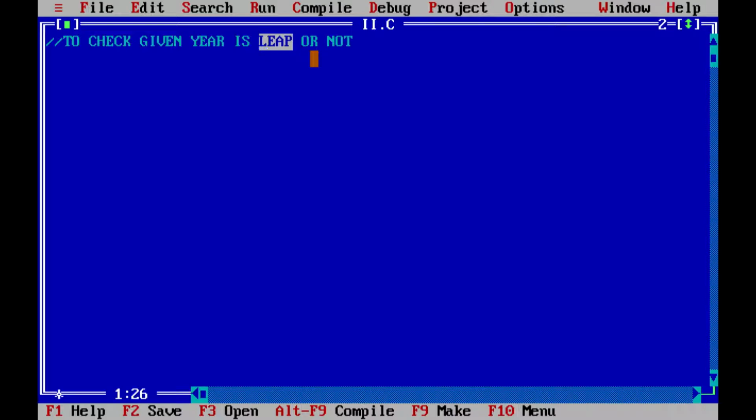Now if the given year is not a century year, that means it is not divisible by 100, then it should be divisible by 4 to be a leap year. Now if the given year is not a century year and it is not divisible by 4, then it is a non-leap year. So these are the conditions to check whether it is a leap year or not. Let's see what the solution of this particular problem is in the programming language.